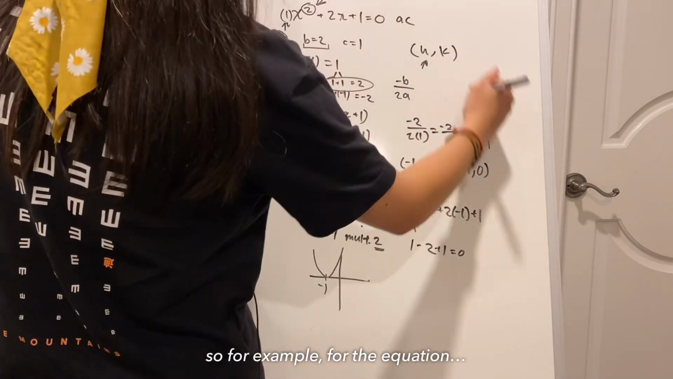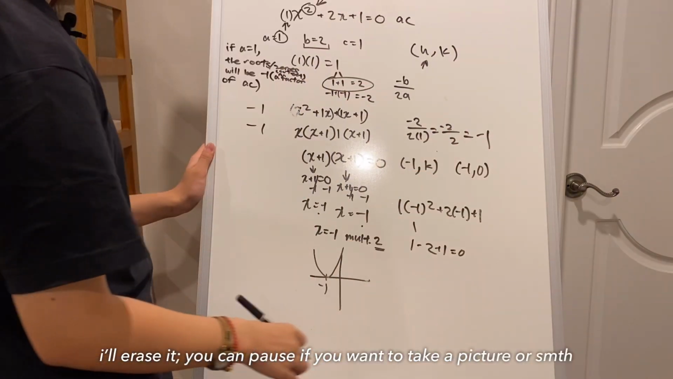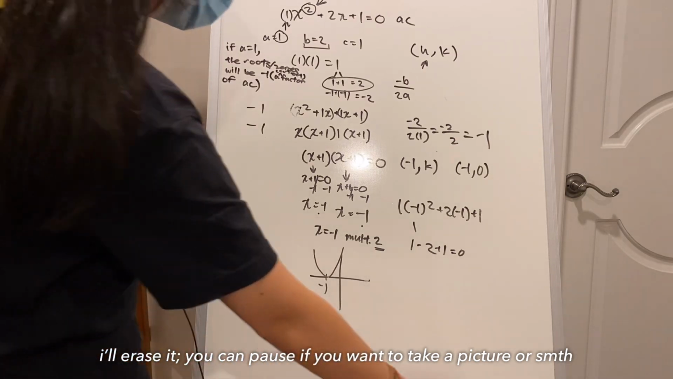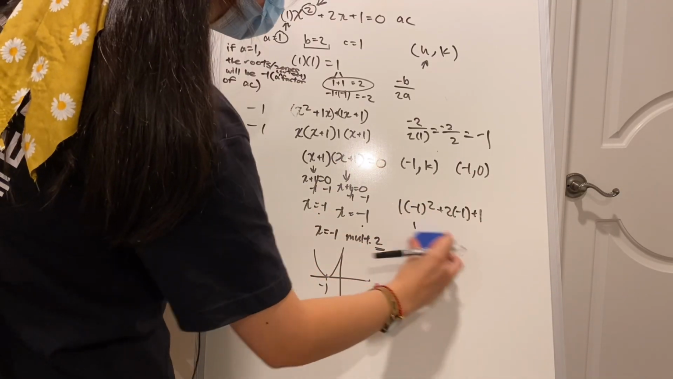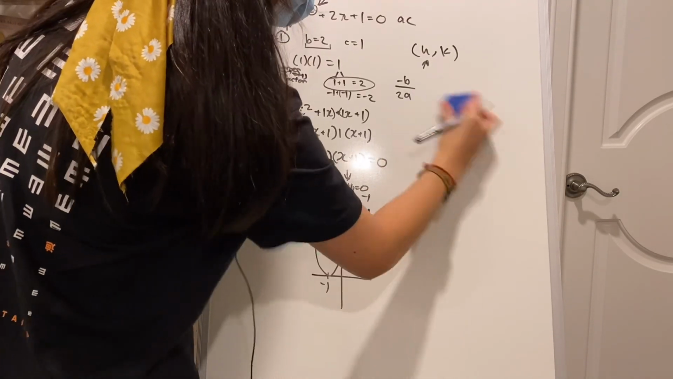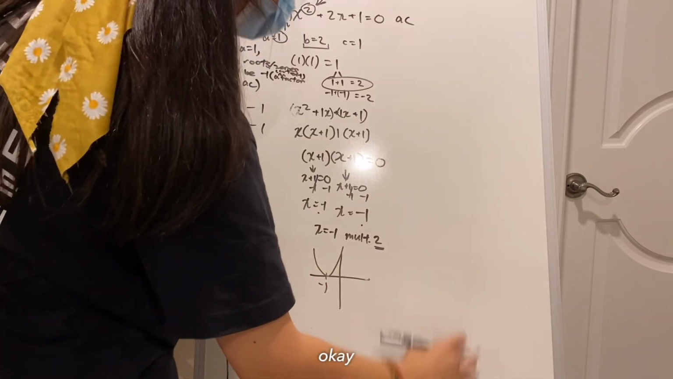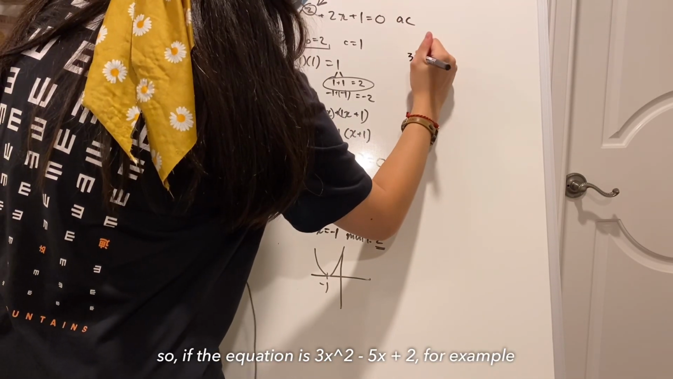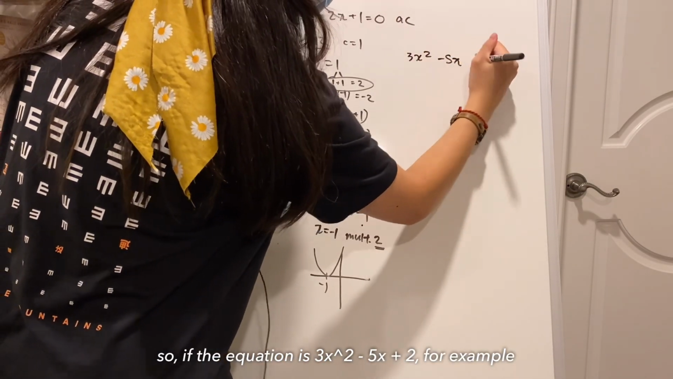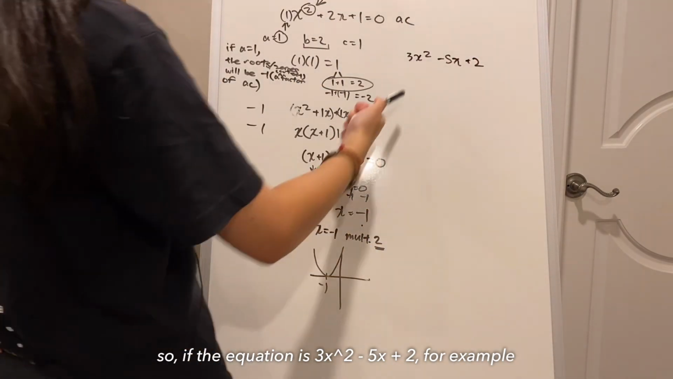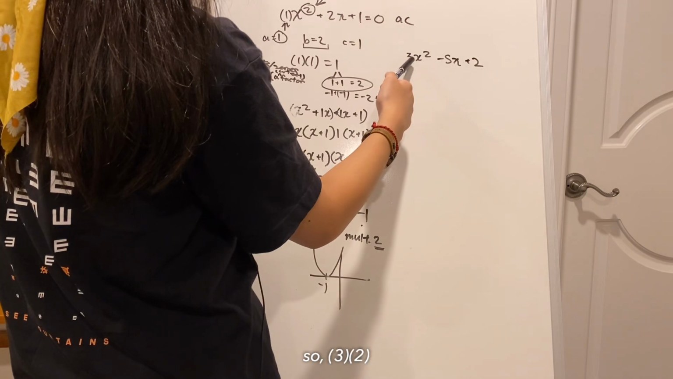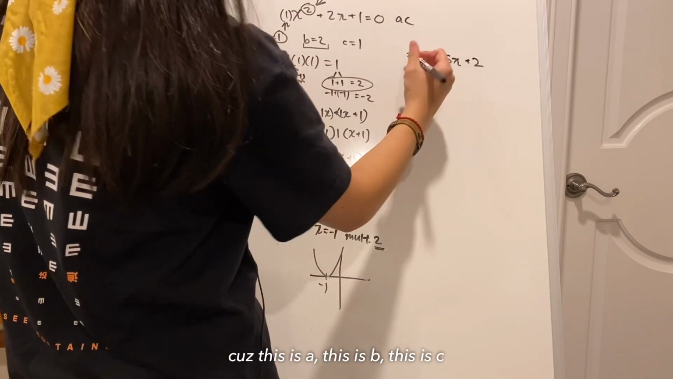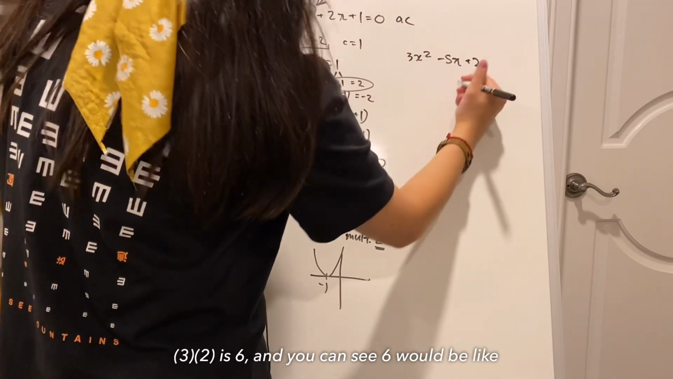So for example, for the equation, I'll erase it. You can pause if you want to take a picture or something. So let's see, we're just going to erase this part. Okay, so if the equation is 3x squared minus 5x plus 2, for example, a does not equal 1, but you can still use the AC method. So 3 times 2, because this is A, this is B, this is C, 3 times 2 is 6.